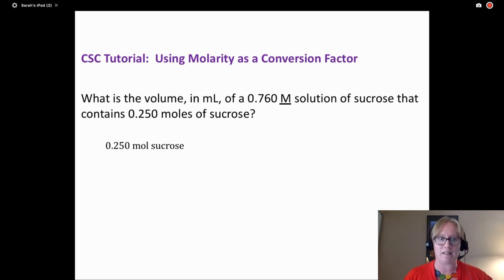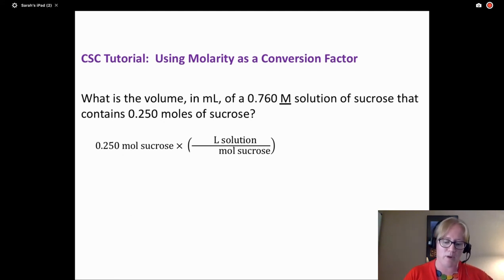We want moles to cancel, so molarity is linking moles and liters. And we know that we're going to need moles in the denominator and liters in the numerator. And we need it set up this way so that we can make our moles cancel and end up with volume. So just as before, when we were considering this, that number always tells us how many moles of solute are there per liter of solution. So that 0.760 is going to go in the denominator.